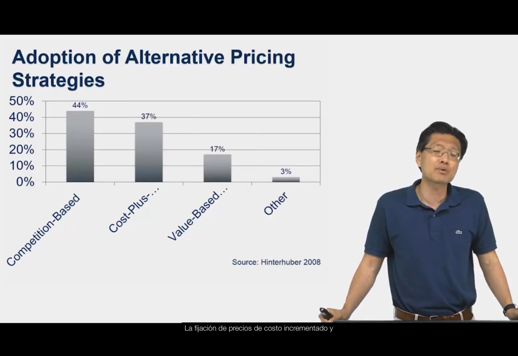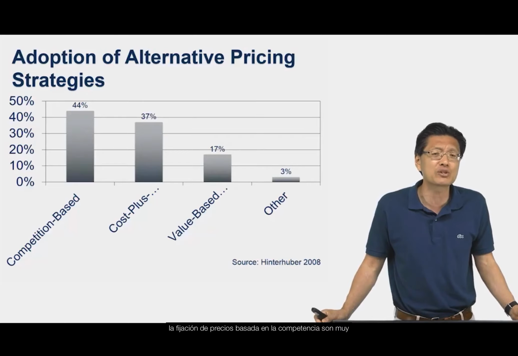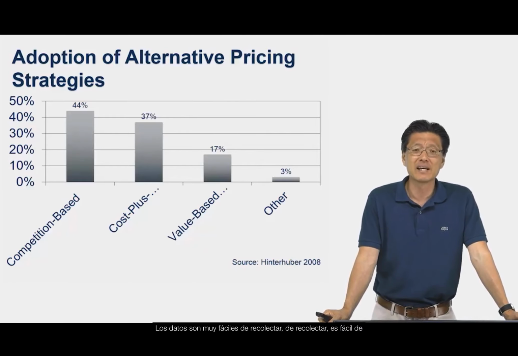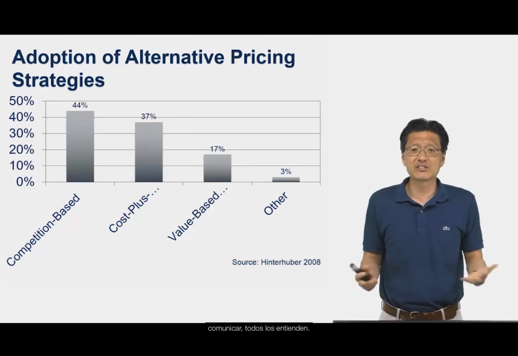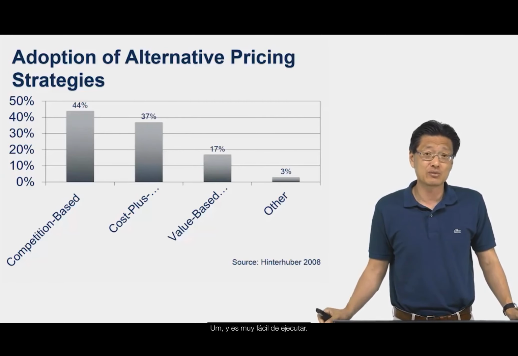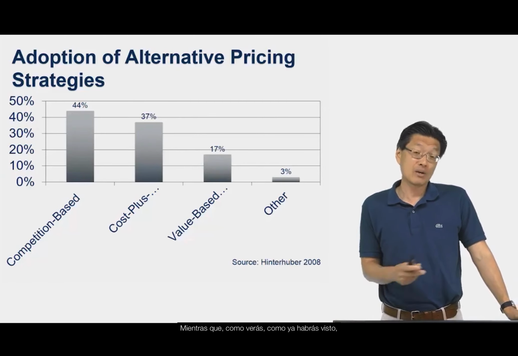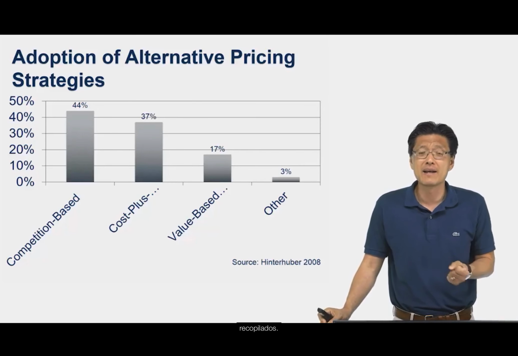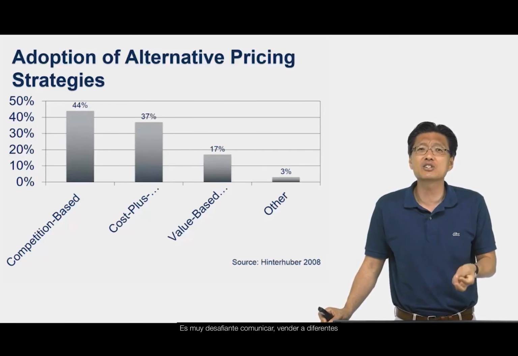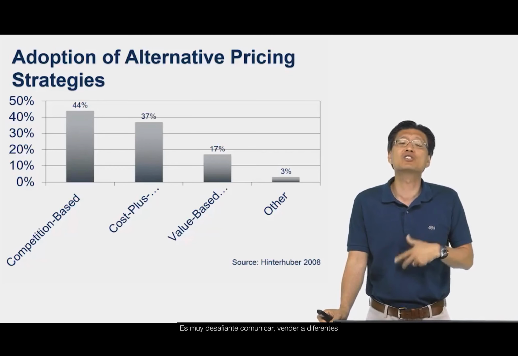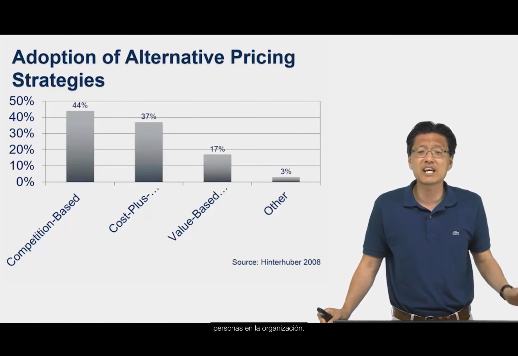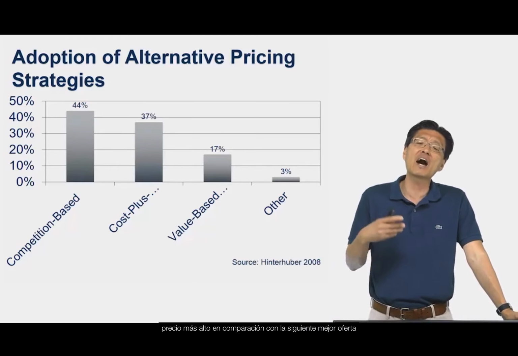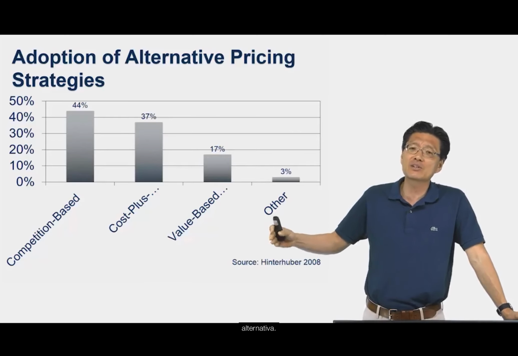Cost-plus pricing and competition-based pricing are very easy to understand. They're very intuitive. The data is very easy to gather, to collect. It's easy to communicate. Everyone understands it, and it's very easy to execute. Whereas, as you will see, or as you may have seen already, value-based pricing requires a lot of data gathering. It's very challenging to communicate, to sell to different people in the organization. It's hard to convince customers why we are charging a higher price compared to the next best alternative offering.